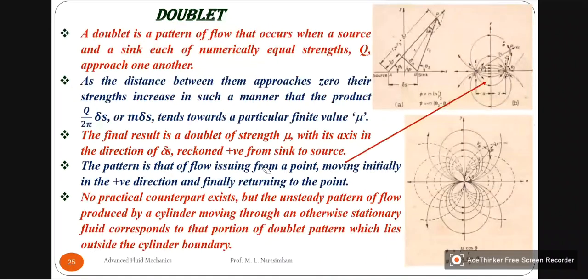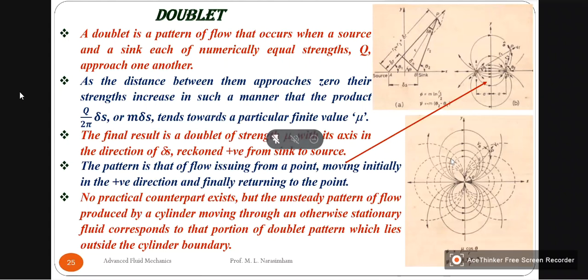The case of a doublet. Now, the doublet is a pattern of flow that occurs when a source and a sink, each of numerically equal strengths, Q, approach one another. So consider a situation as shown in this figure.